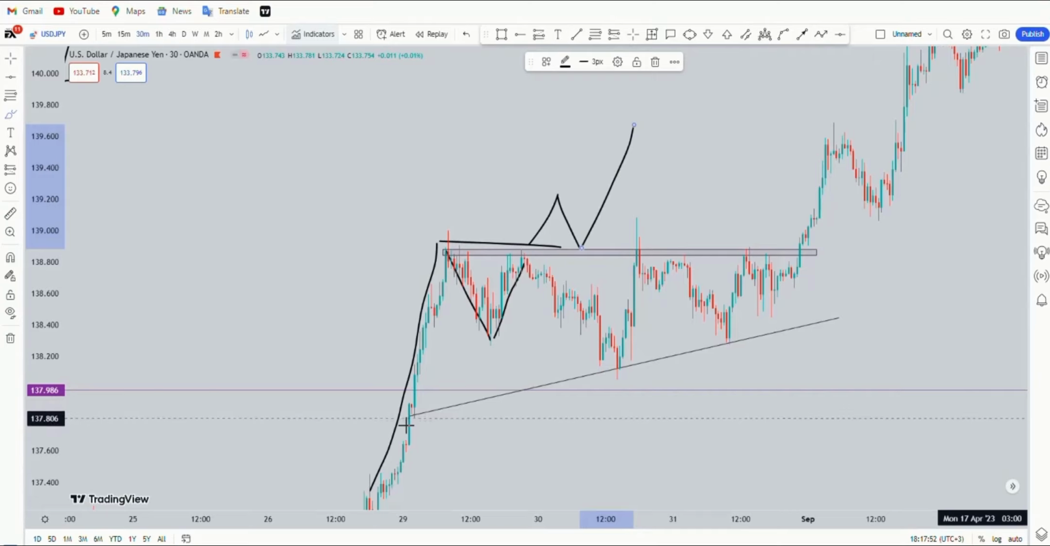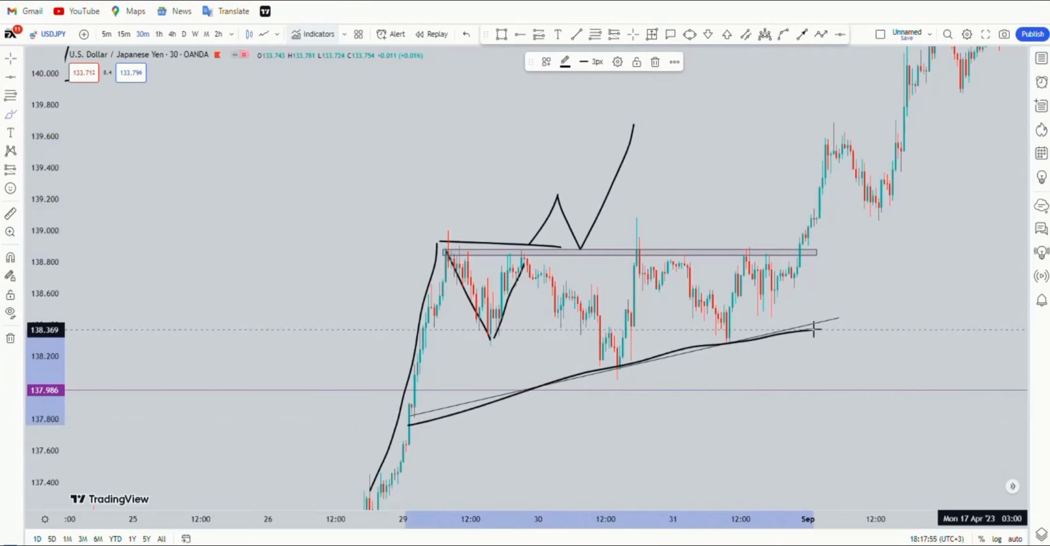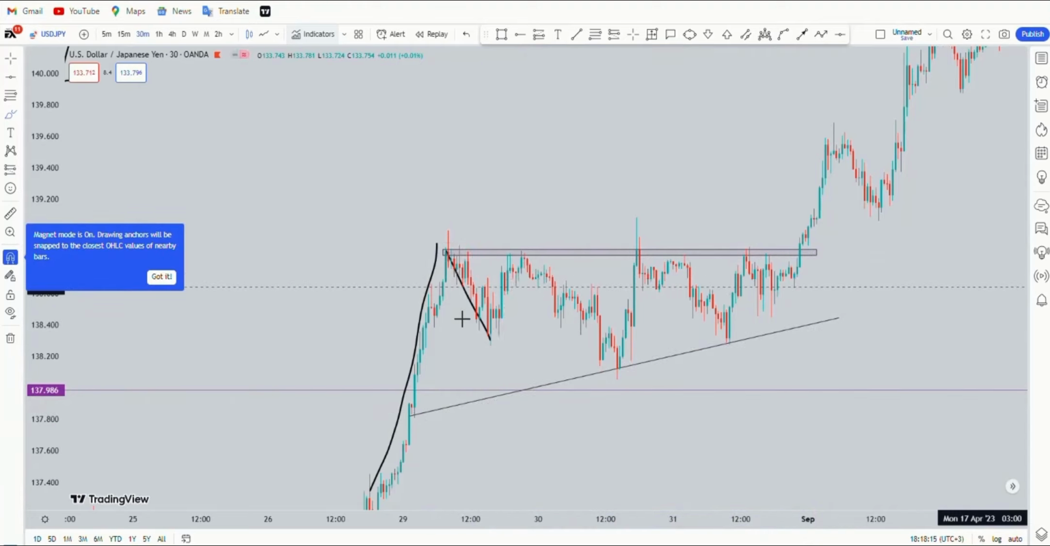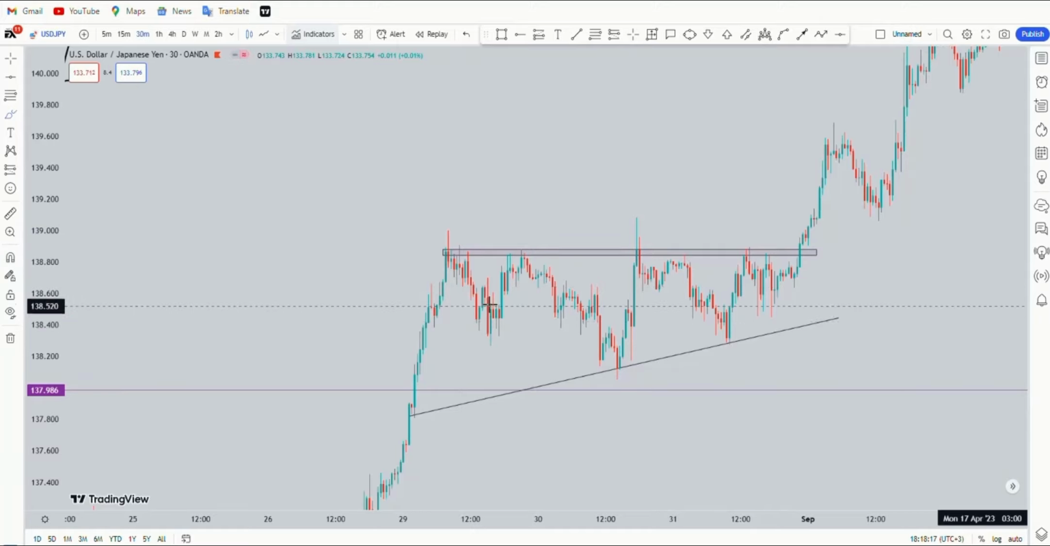So what did I see? We just see something like a holding support trend line. We also have a holding resistance somewhere here, and this is our zone. So what does this show us? This shows us that this market has formed something like an ascending triangle, and an ascending triangle, of course, has a good chart pattern.